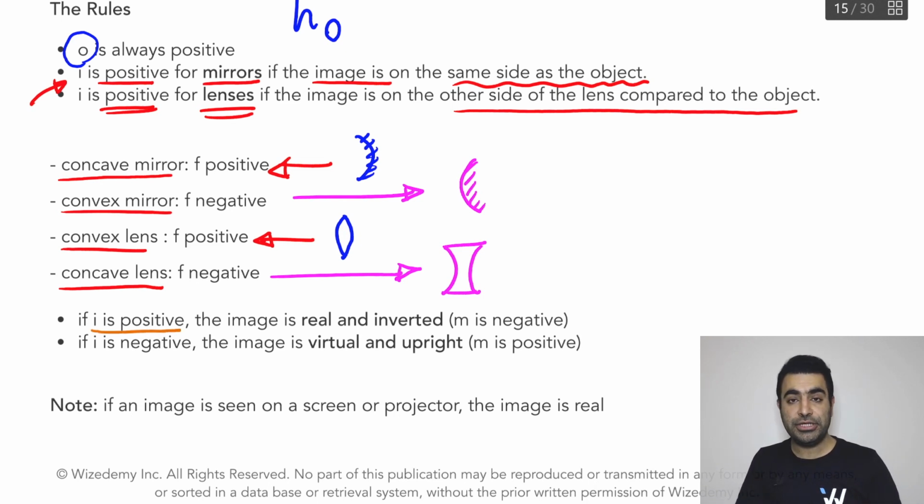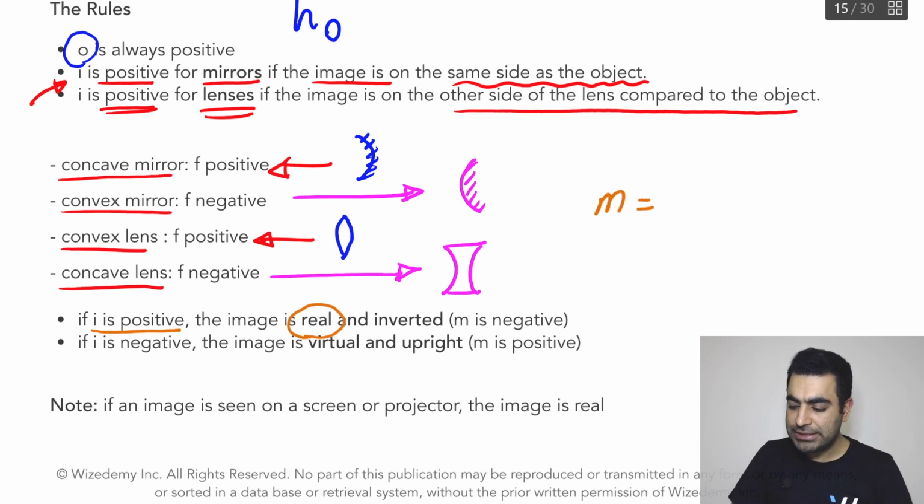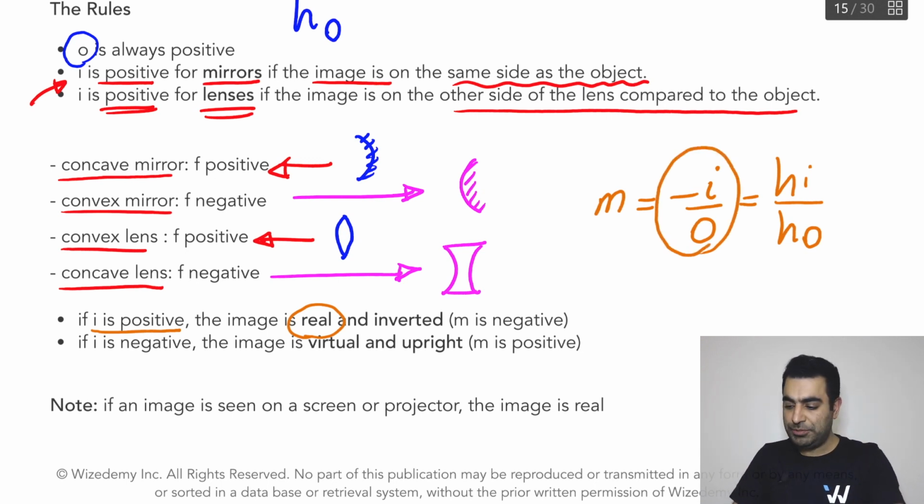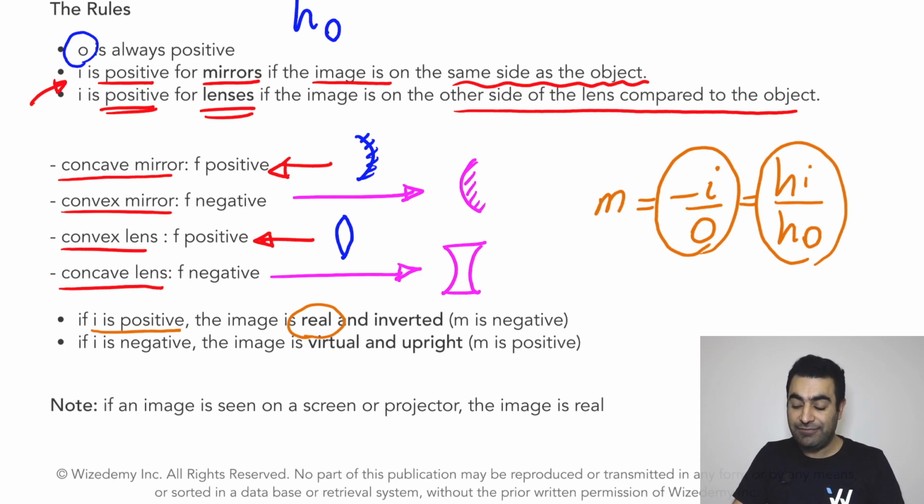And from the magnification equation, since M is equal to minus I over O, which equals HI over HO, if we have a positive I, we have a negative value for M, which means that HI over HO should also be negative. So if HI over HO is negative and HO is always a positive number, it means that the height of the image should be a negative number, which means that the image would also be inverted. That's why if I is positive, then we have a real image, which is also inverted at the same time.